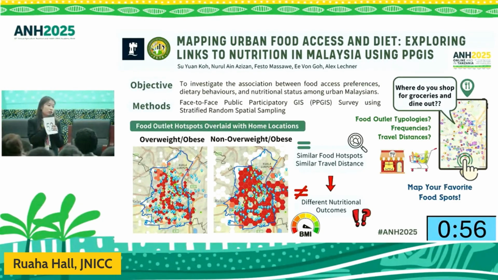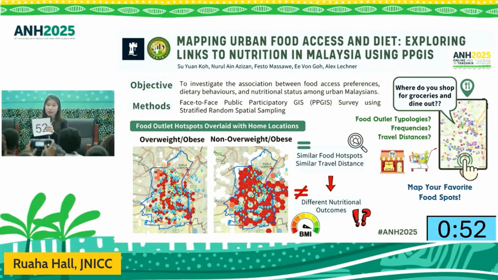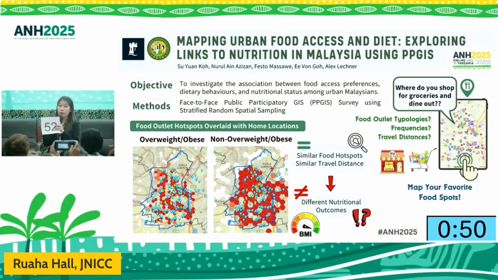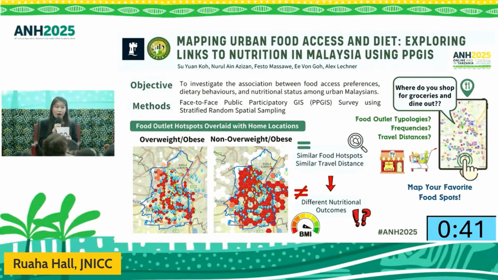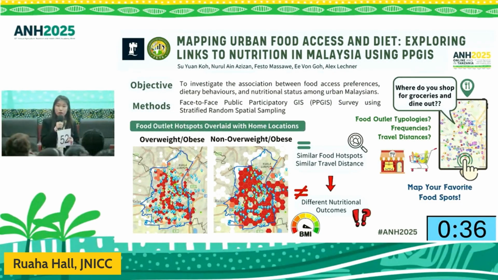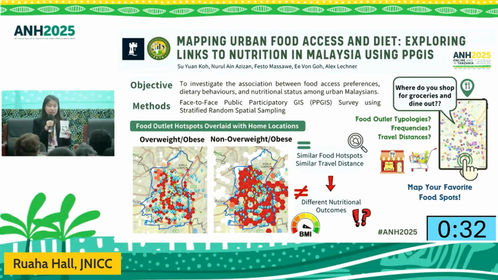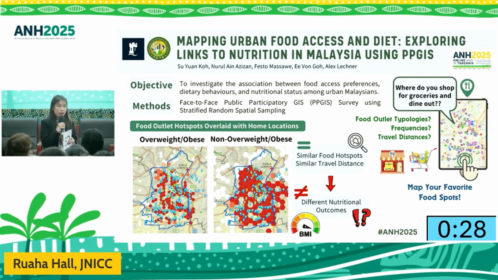My study objective is to investigate the association between food access preference, dietary behavior, and nutrition outcome among the urban population in Kuala Lumpur. In this study, I used the PPGIS method, which is the public participatory GIS method, where respondents geocoded the food outlets they frequently visit based on food outlet typologies for both grocery and eating out. This method is able to capture the real lived experience in terms of where people buy food and how people interact with their food environments.